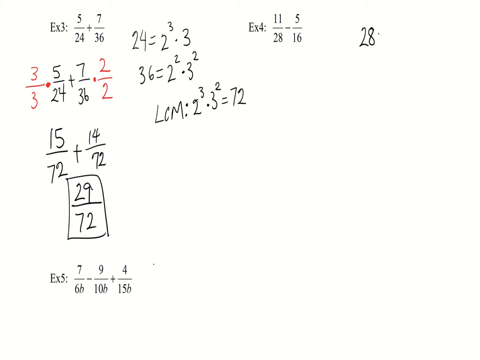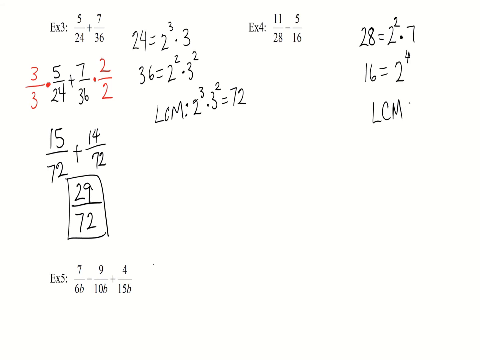So for 28, the prime factorization will be 2 to the second times 7. And for 16, the prime factorization will be 2 to the 4th. Therefore, our least common multiple for 28 and 16 will be 2 to the 4th times 7. And 2 to the 4th times 7 is going to give us 112.